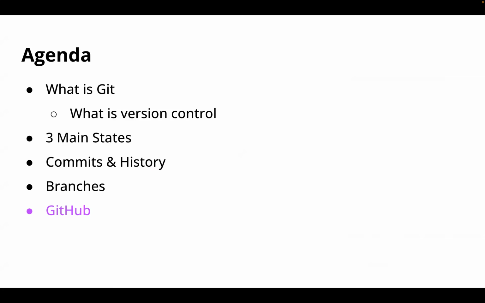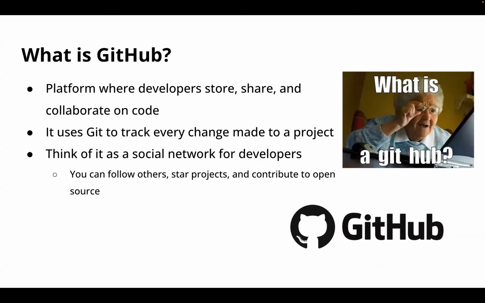Okay, so now we're going to talk a bit more about GitHub. GitHub is a platform where developers store and share their code. It's one of the most popular platforms for this, I think. I believe it is the most popular. It uses Git to track every single change made to a project. You could think of it as a social network for developers where you can follow other developers, start projects, and contribute to other open source projects.